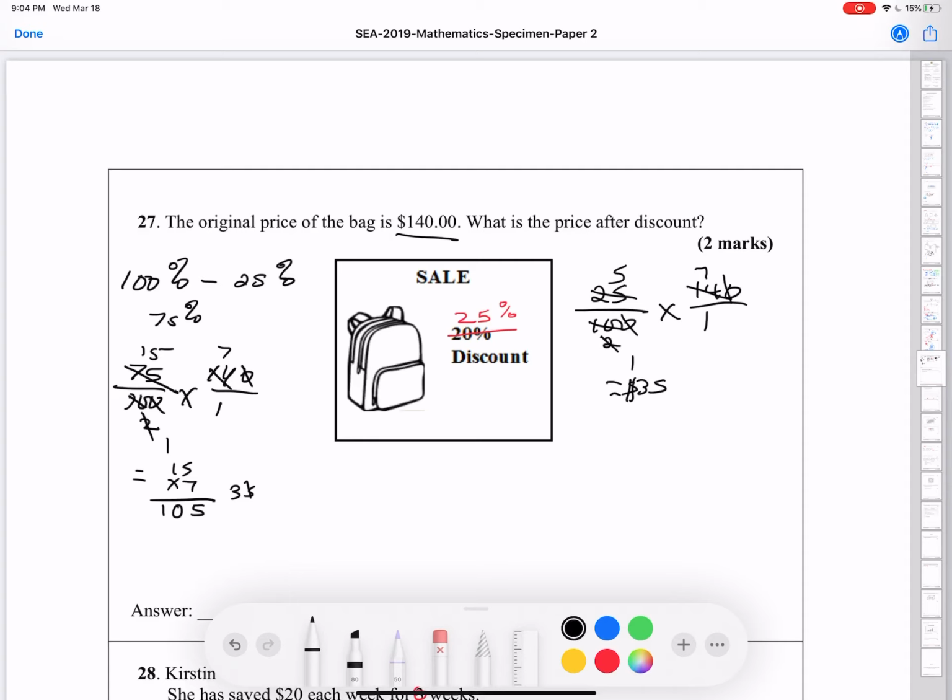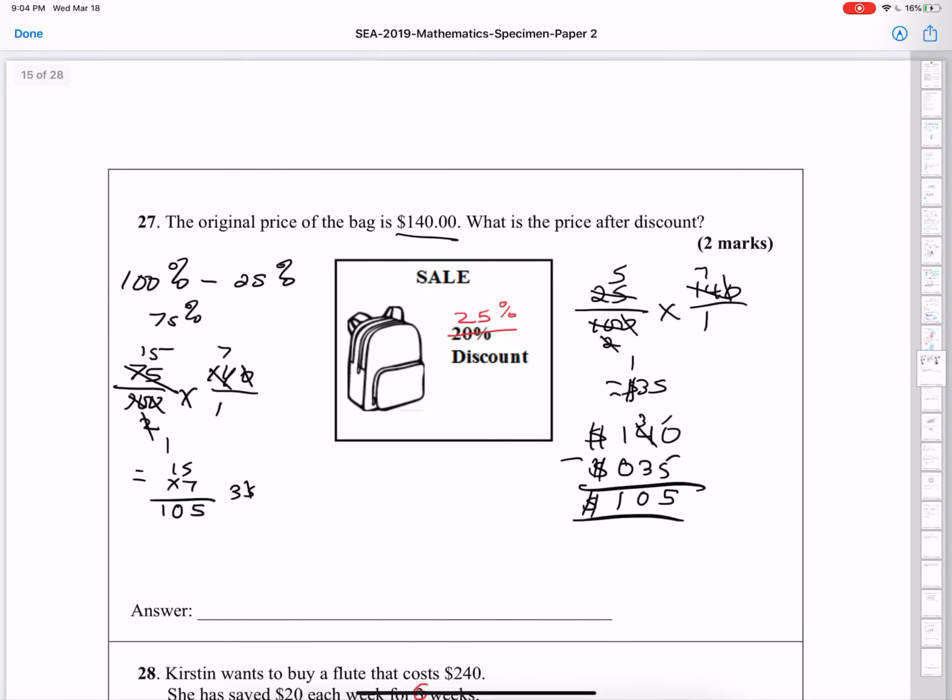You've just found out how much you're getting off, how much you're saving, how much your price was reduced by. So this is why we call this one take away after. You find the discount and you take it away from the price. So 140 take away 35. We're regrouping here because 0 can't take away 5. 10 take away 5, 5. 3 take away 3, 0. 1 take away nothing, 1. $105 is the price that would be paid for the bag.